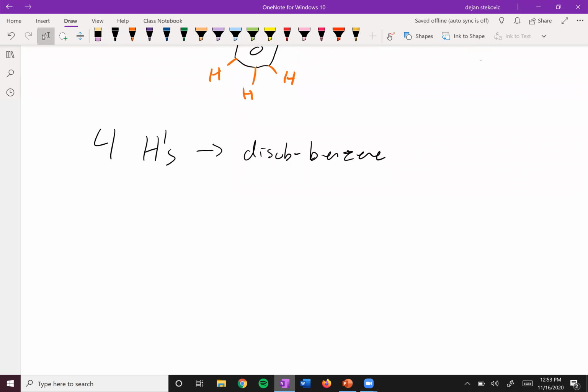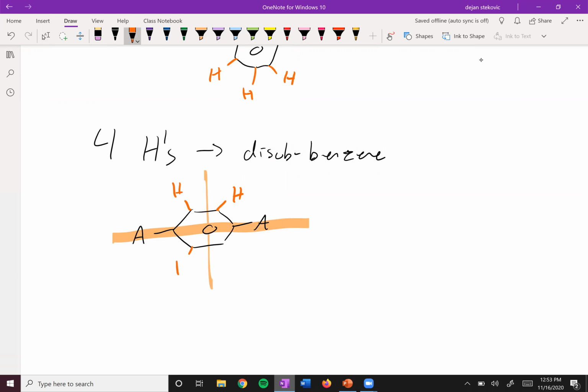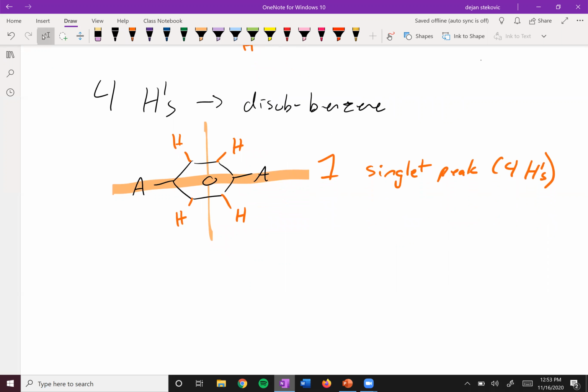And now here, the symmetry of this molecule depends on how many substituents you have. So for example, if your 2 substituents are the same, then you have symmetry along this axis and symmetry along this axis. And so all 4 of these protons will be the same, and you will see 1 singlet peak corresponding to 4 H's, right? So if you see 1 singlet peak in the aromatic region that corresponds to 4 hydrogens, you have these kind of 1,4 di-substituted benzene where your 2 substituents are the same.